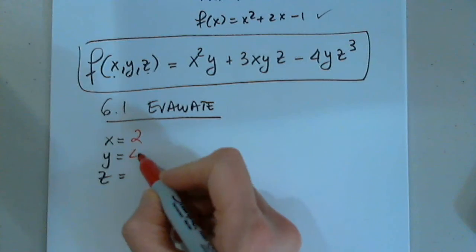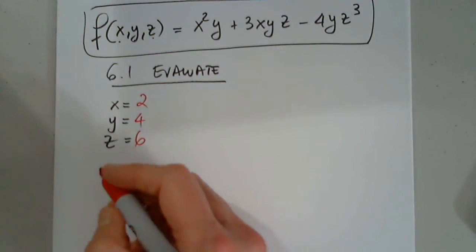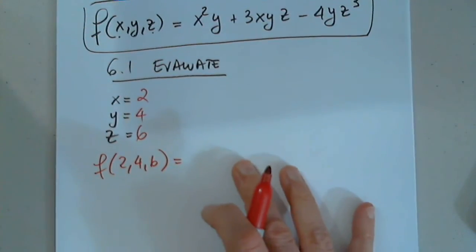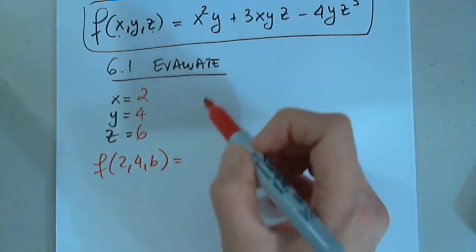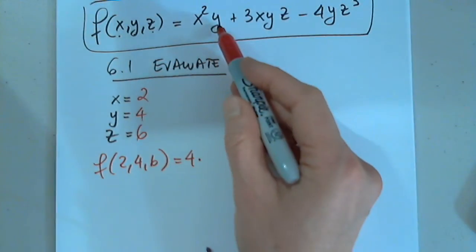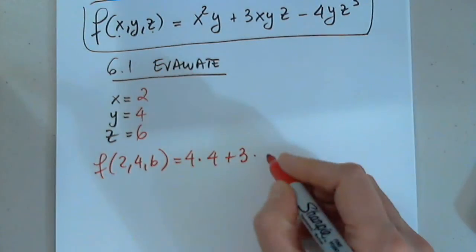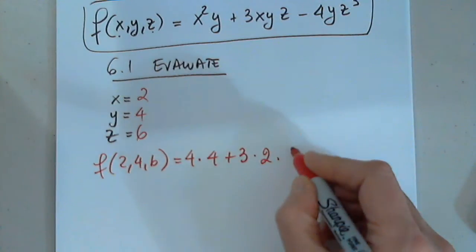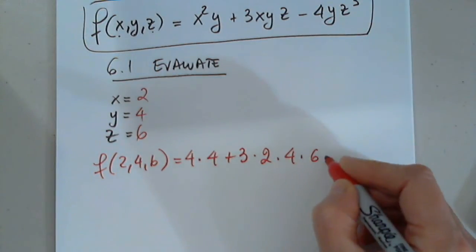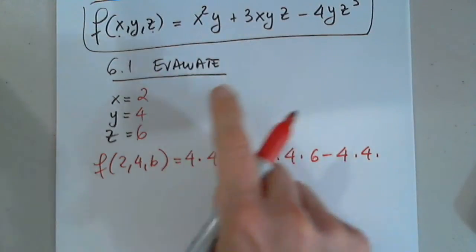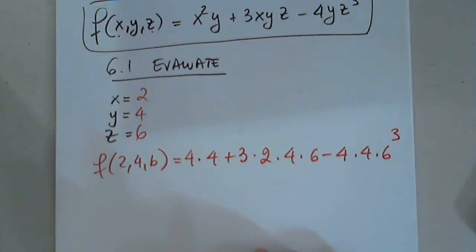2, 4, and 6. Awesome. So f of 2, 4, 6 is 2 squared, 4, times 4, plus 3, times 2, times 4, times 6, minus 4, times 4, times 6 to the third power. That's it.